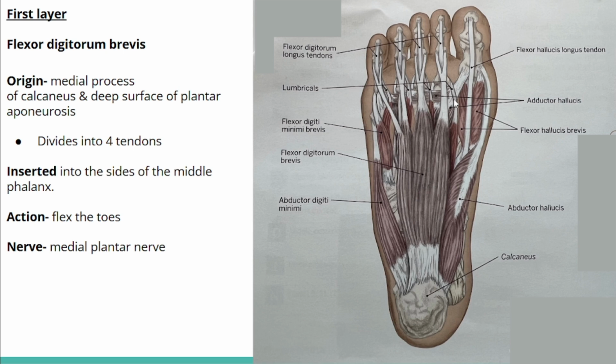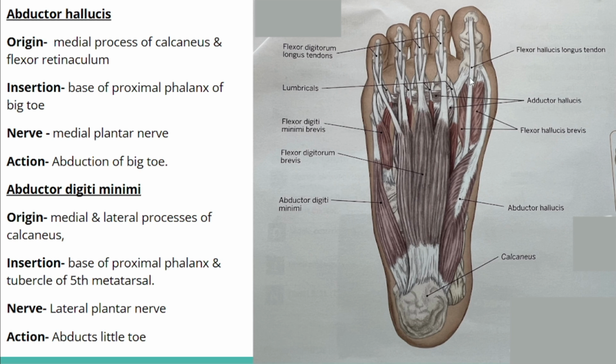So it doesn't need any brevis tendon. These 4 tendons insert into the sides of the middle phalanges. The action of the muscle is flexion of these 4 toes, and it is innervated by the medial plantar nerve. You can also see here laterally abductor digiti minimi and medially placed abductor hallucis, which we'll discuss in coming slides.